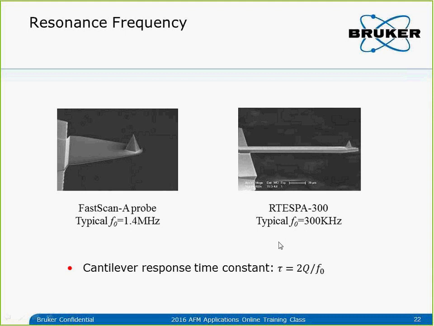As I just mentioned, they have a similar Q, so the response time is 5 times smaller. That means the fast scan A probe can scan at least 5 times faster than the regular RTESPA probe. And this resonant frequency is important. If you have a fast scan system that can already scan faster, then to really scan faster you need to choose the fast scan A probe. If you put an RTESPA 300, the regular tapping mode cantilever, on the fast scan, it can operate in tapping mode, but it cannot scan as fast as when you combine the fast scan A probe with the fast scan.